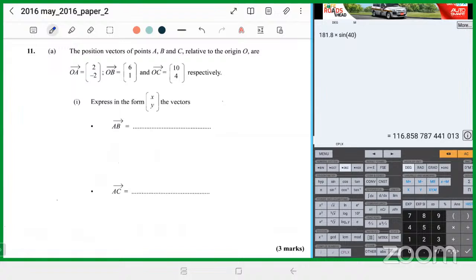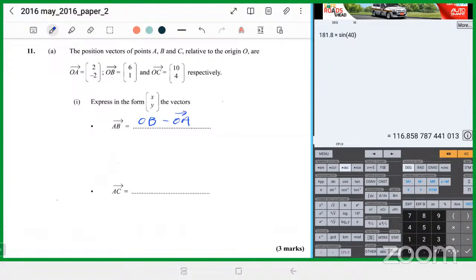All right, this question says the position vector of points A, B, and C relative to an origin O are given. Like these questions, we did position vectors. They want the vector AB, that's a displacement vector. Remember, it's O times the last minus O times the first. Displacement vector AB, B is the last and A is the first. So it's OB minus OA.